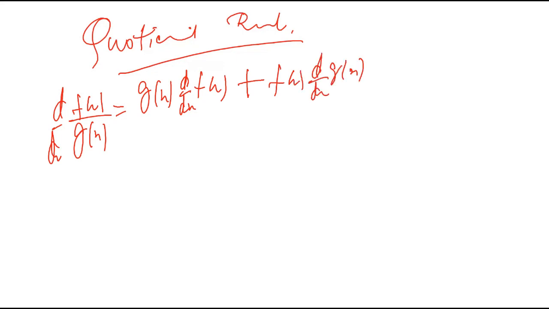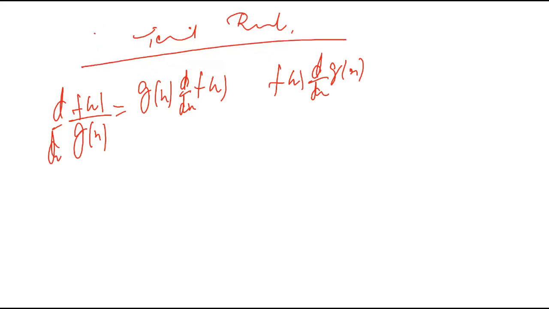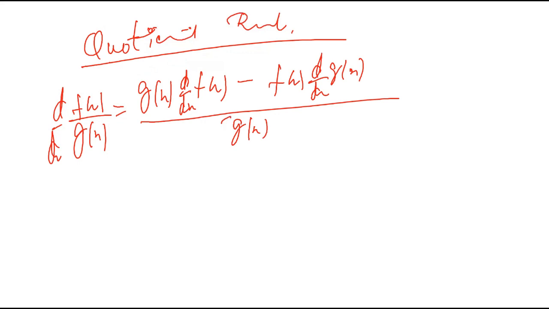Now here I have to do two things. The first thing is I don't put the plus sign; I have to remove it, because this is the quotient rule, and I have to put a minus, a negative sign. Another thing is that in the denominator I have to put g(x) whole square. These are the two things I have to do. Now let's go with an example.